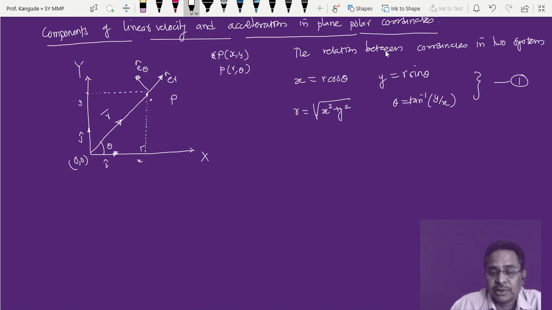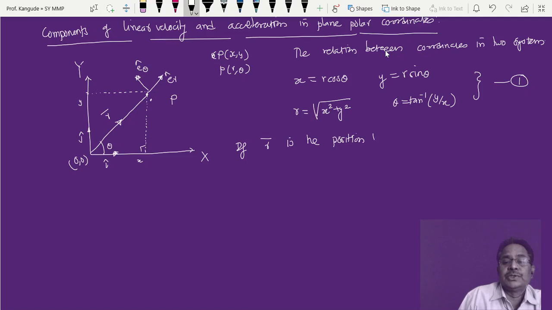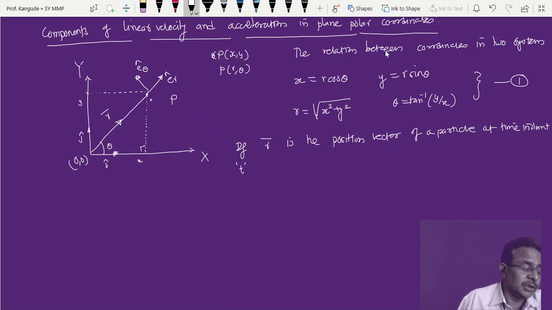These are transformation equations from system 1 to system 2, and this is known to us. Now let's write here in brief. If r bar is the position vector of a particle at time instant small t, making an angle theta with the x-axis.